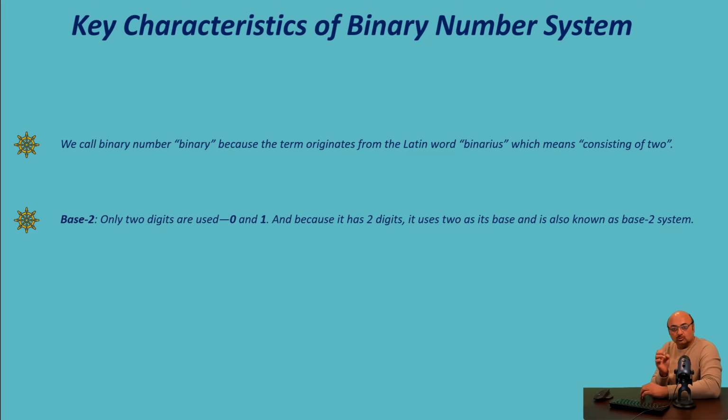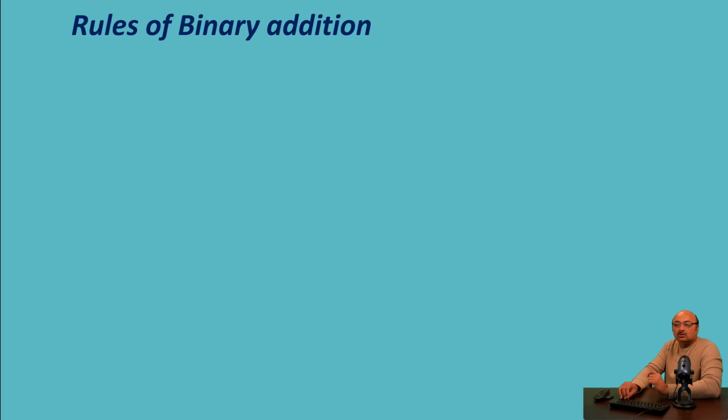In the decimal system, it was 10 to power 0, 10 to power 1, and so on. In binary, it is going to be 2 to power 0, 2 to power 1, and so on. In decimal, it was base 10. In binary, it is going to be base 2. So let's begin with the addition aspect of binary numbers.